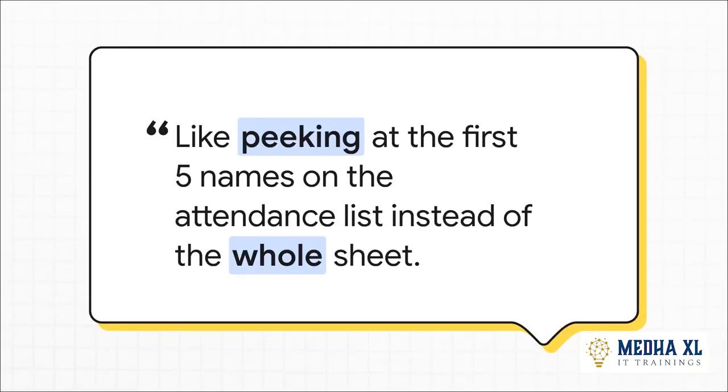I love this analogy. It's perfect. You don't need to see the entire attendance sheet. You just want to peek at the first 5 names. LIMIT is what lets you take that quick, efficient peek without making a huge mess.